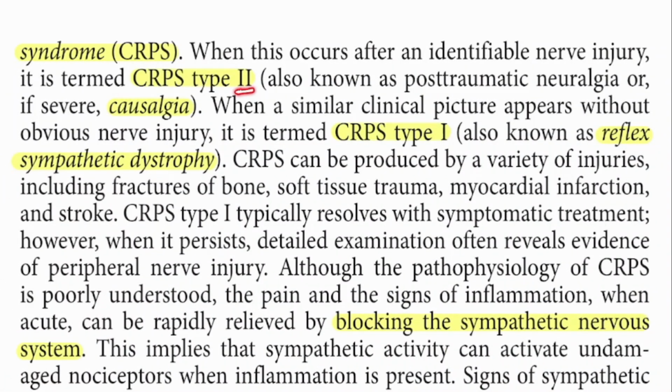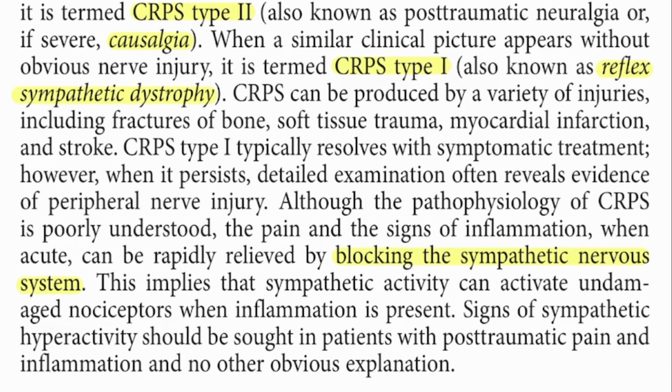Two types. Type 2, when there is post-traumatic neuralgia or causalgia, means there is nerve injury. That is why there is a cause underlying this CRPS2 and it is known as causalgia. But its analog is CRPS1. It is known as reflex sympathetic dystrophy. There is no obvious nerve injury in CRPS1. Effect is same, swelling of the joint, swelling of the limb distal to the injury, periarticular bone loss, and joint deformity. Right.